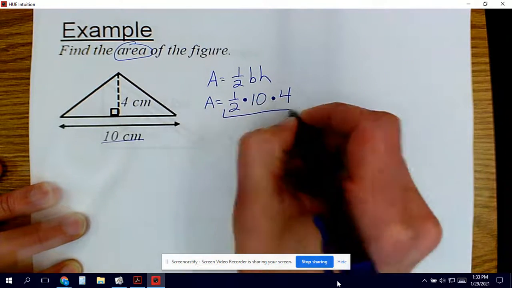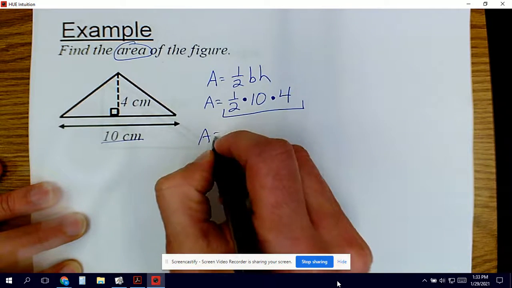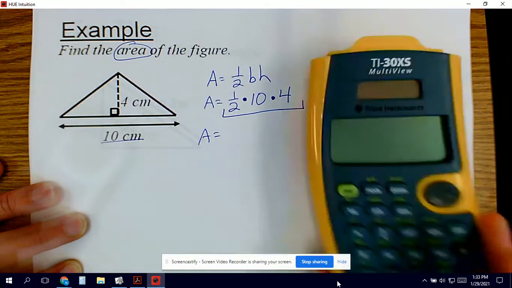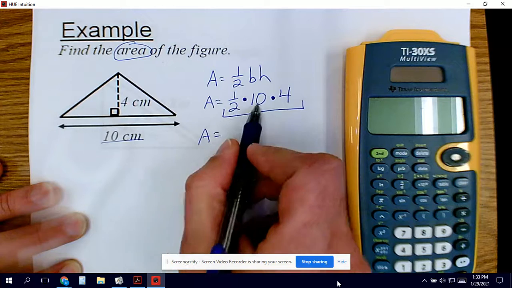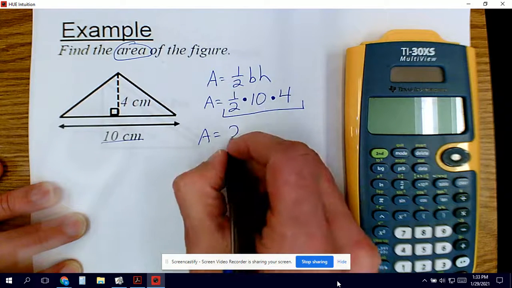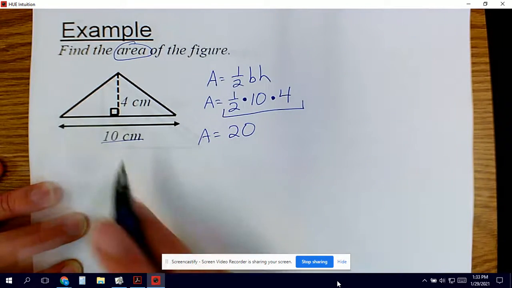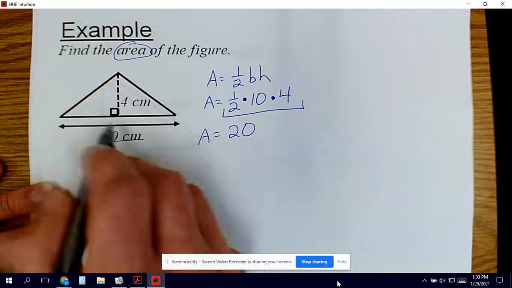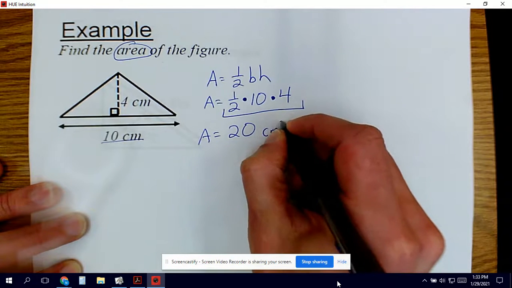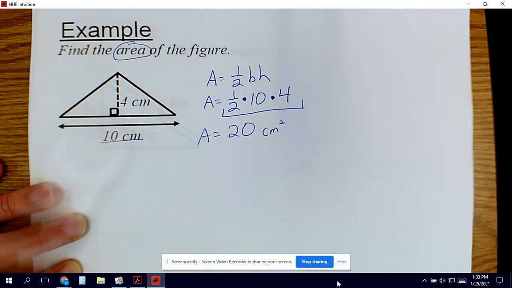We're ready to calculate. We can do all this multiplication at once. 1/2 times 10 times 4. Grab your calculator if you need it. 1/2 times 10 times 4 works out to 20. We are measuring in centimeters, and because this is area, that would be 20 square centimeters.